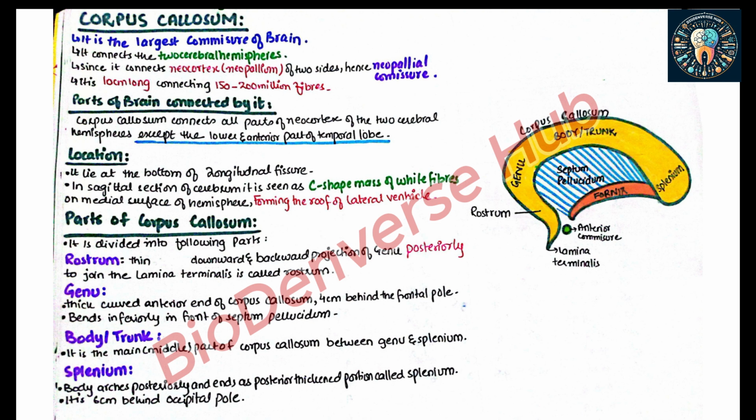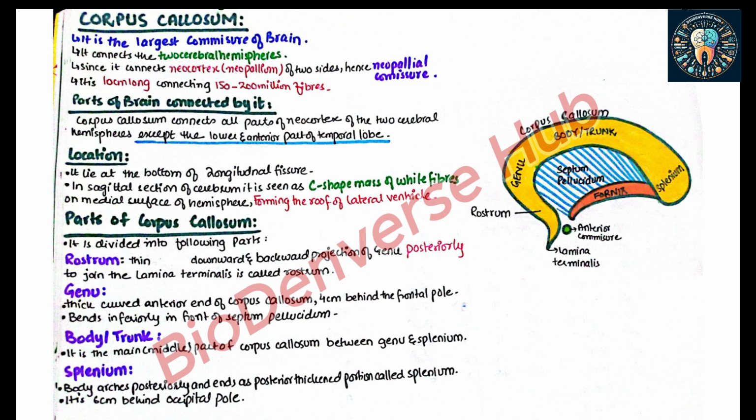As far as the location is concerned, it lies at the bottom of the longitudinal fissure. In the sagittal section of the cerebrum, it is seen as a C-shaped mass of white fibers on the medial surface of the hemisphere, forming the roof of the lateral ventricle. As you can see in the diagram as well, this diagram will help you to learn and understand it easily, and you can also draw this diagram in your exams to achieve good marks.